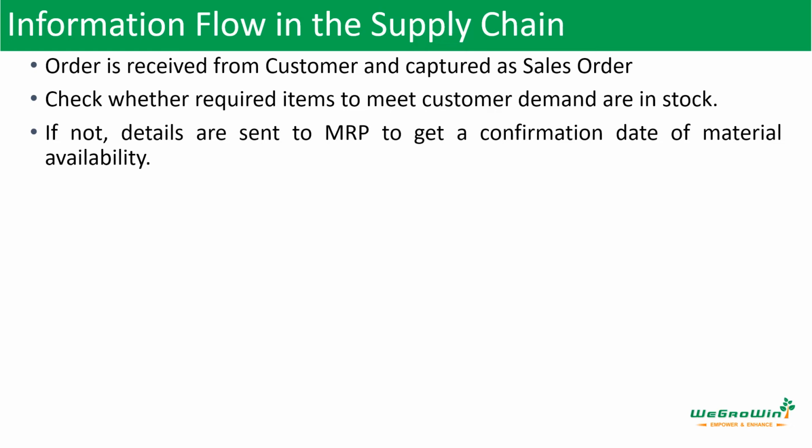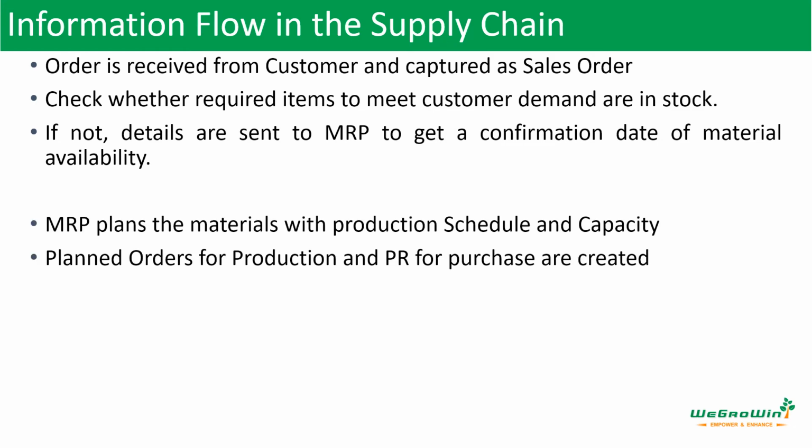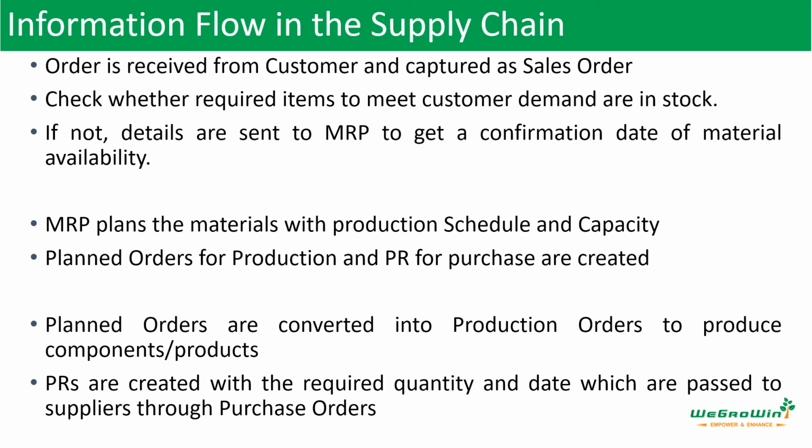And then we have to check whether the items which are required for customer demand are there or not. If not, the details will be sent to the MRP to plan the materials, either to purchase or to produce. MRP plans the materials with the production schedule and capacity. Planned orders for production or purchase requisitions for purchase are all created. The planned orders are converted into production orders to produce the components or the products. And then purchase requisitions are created with the required quantity and date, which are passed to the suppliers through purchase orders.